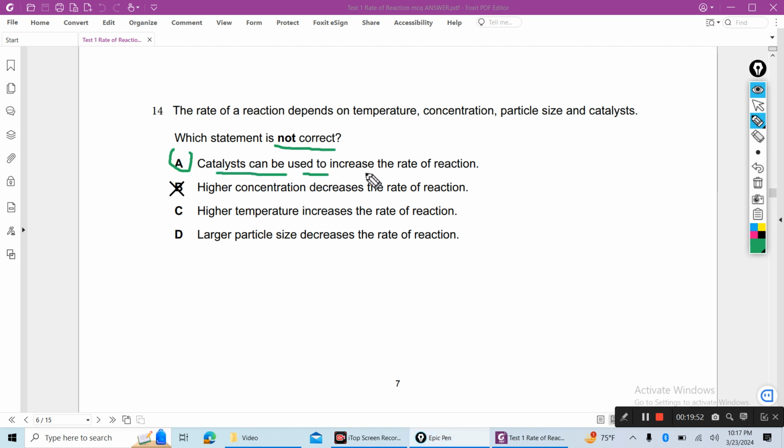A catalyst can be used to increase the rate of reaction. This is correct, but the question is asking which is not correct. C, higher temperature increases the rate of reaction. This is correct. Large particle size decreases the rate of reaction. This is correct. So the not correct answer will be B. Higher concentration decreases the rate of reaction? No, higher concentration increases the rate of reaction.